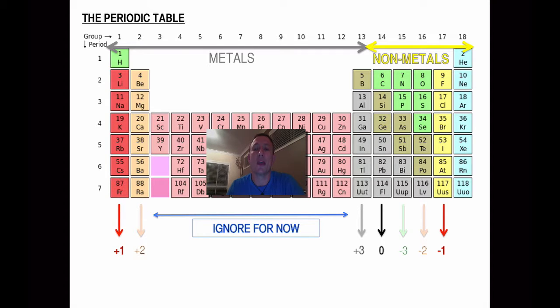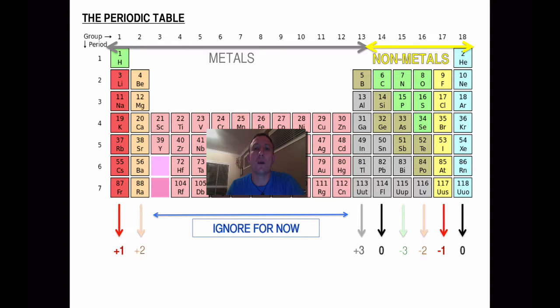The last group here, group 17, only requires 1 electron to fill their outer shell. These are called the halogens, and basically they have fluorine, which is at the top, which has F-, chlorine, Cl-, bromine, Br-, iodine, I-. The last column, called the noble gases or inert gases, have a complete outer shell. As a result, they do not form any ions. Therefore, they are very unreactive.